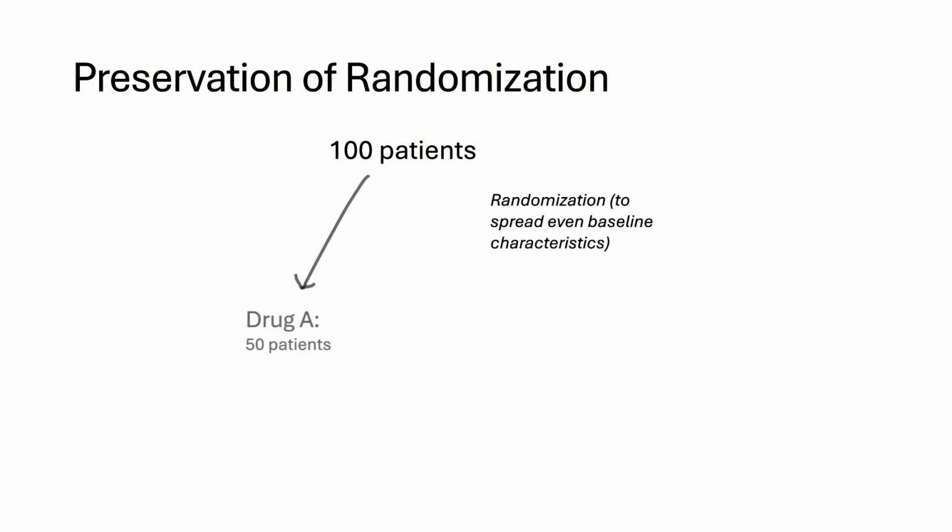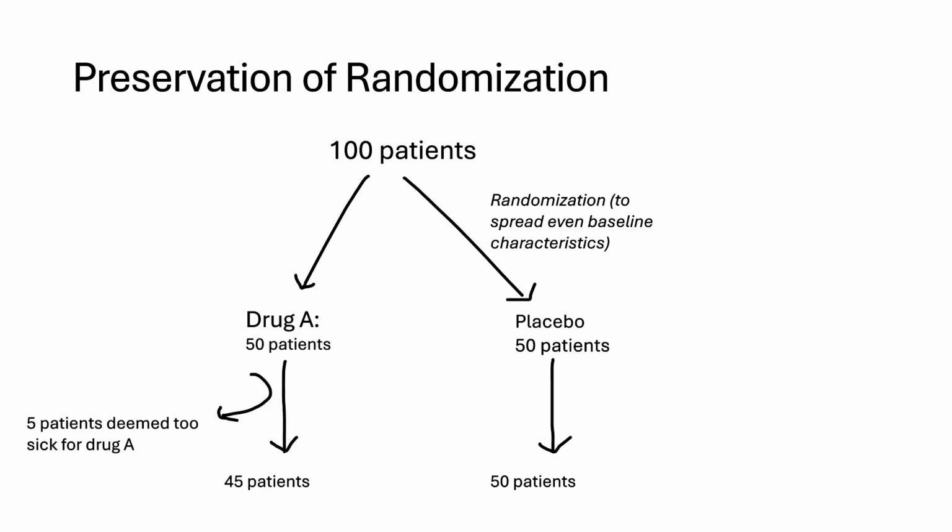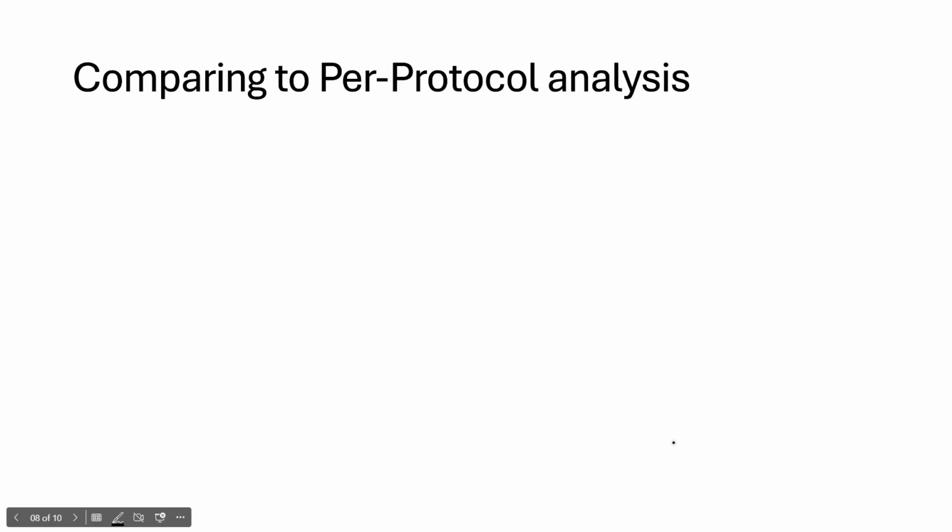Let's have a look at how it preserves randomisation. We took the 100 patients, we randomised them to drug A with 50 patients and placebo with 50 patients. Imagine that all 50 patients continue with placebo throughout the trial. However, 5 of those assigned to take drug A were deemed too sick to carry on taking drug A, and therefore were removed from the trial. In removing these sicker patients from the trial, now the group of patients taking drug A are on average inherently fitter.